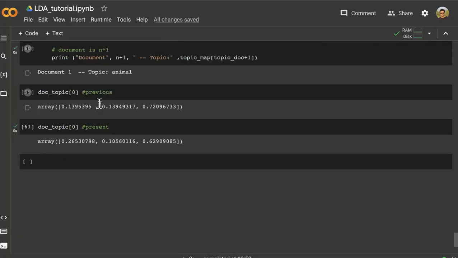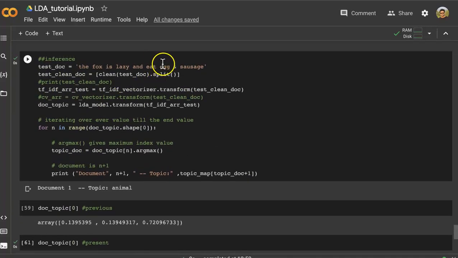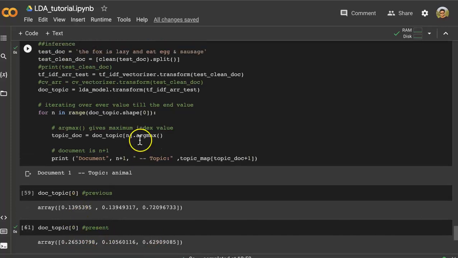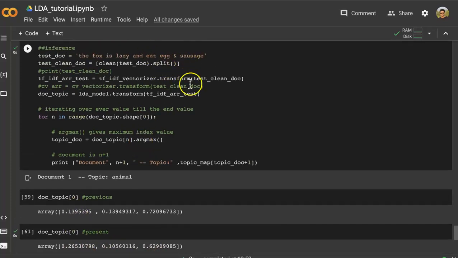So if you see, when we add some words related to food, the ultimate prediction is not changed, but the individual topic probabilities for this document have changed. The probability for animal has dropped, but for the food category it increased because we have added some food-related words. This is how this kind of algorithm works.